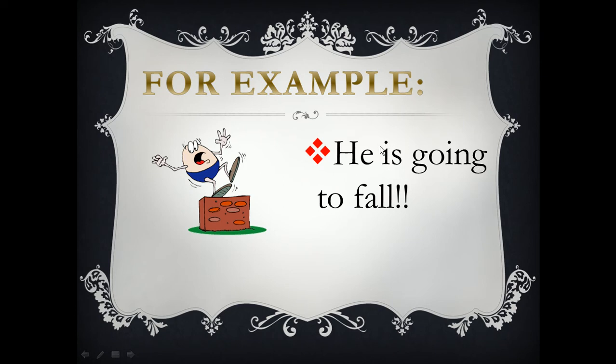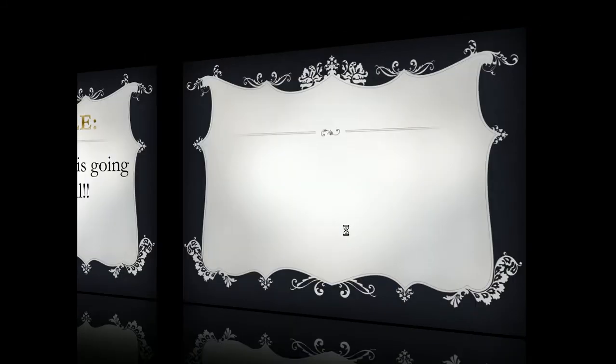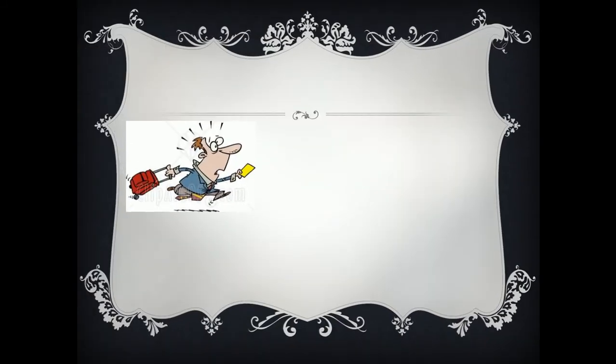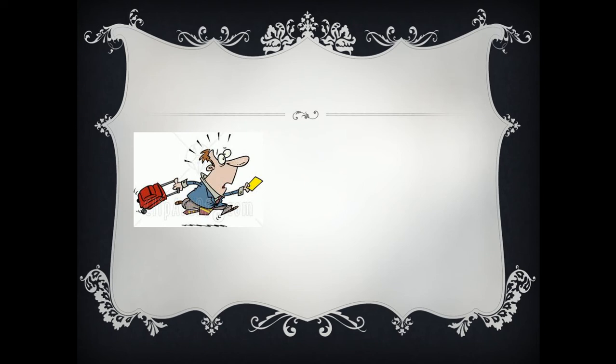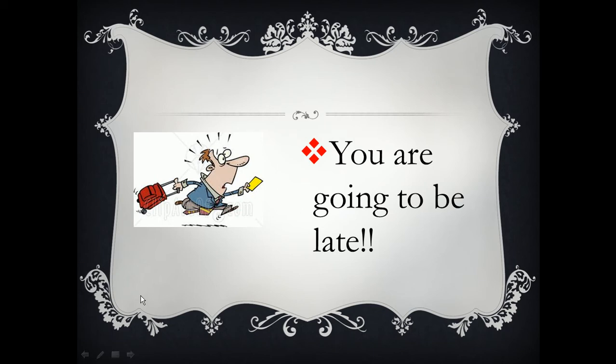Look at here, we're using future to be going to because we are making a prediction. This image that we have here is the evidence we've got. Let's see a second example. Okay, look at this image. What do you think about this? I think this person is running. It's kind of in a hurry. So here the example is: you are going to be late.